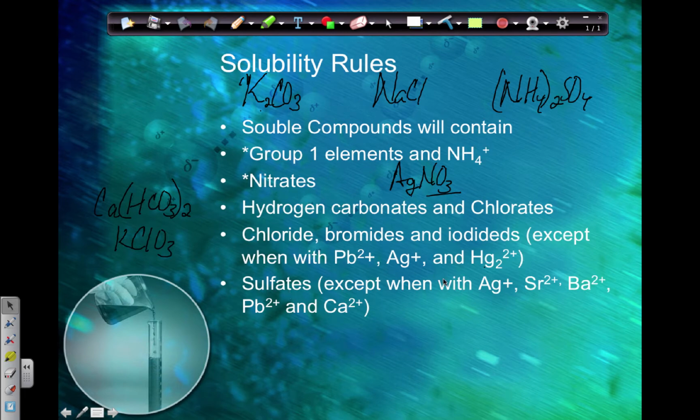Sulfates are usually soluble except when they're with these ions. So silver sulfate would not be soluble. Sodium sulfate would be soluble, barium sulfate would, but not silver. Oh, I'm sorry, not barium. So another example would be potassium sulfate. So if I had lead sulfate, that's also insoluble. Calcium sulfate would be insoluble.